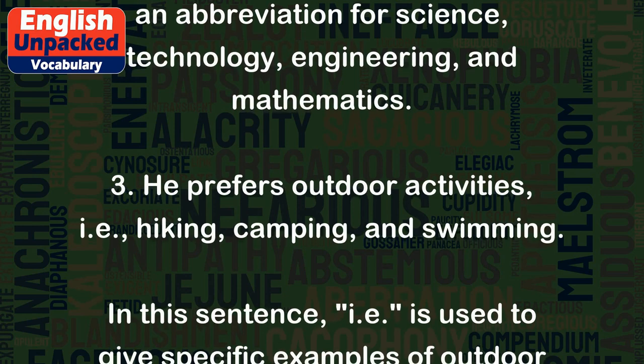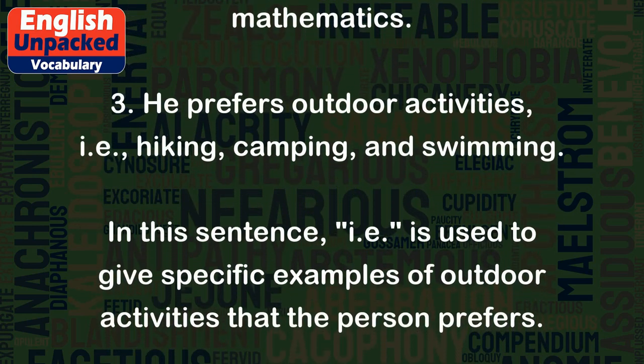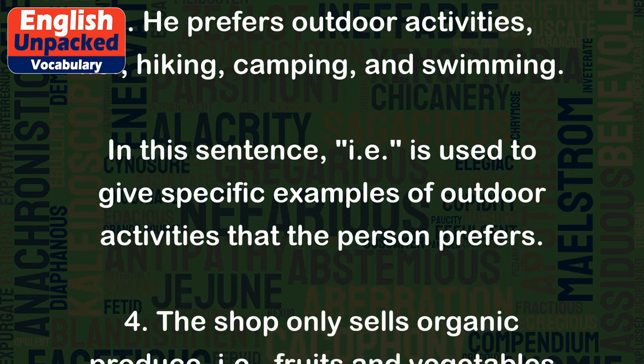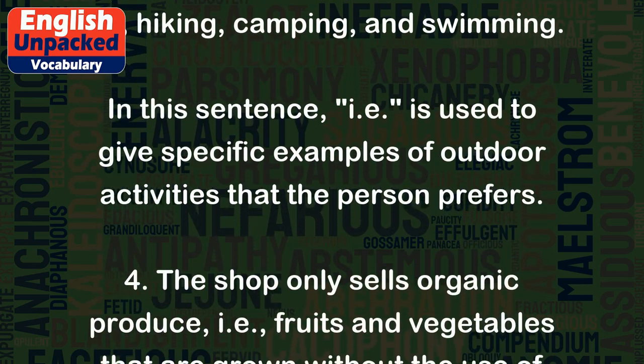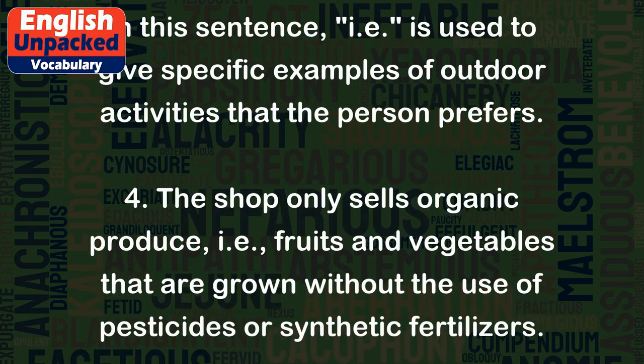3. He prefers outdoor activities, i.e., hiking, camping, and swimming. In this sentence, IE is used to give specific examples of outdoor activities that the person prefers.